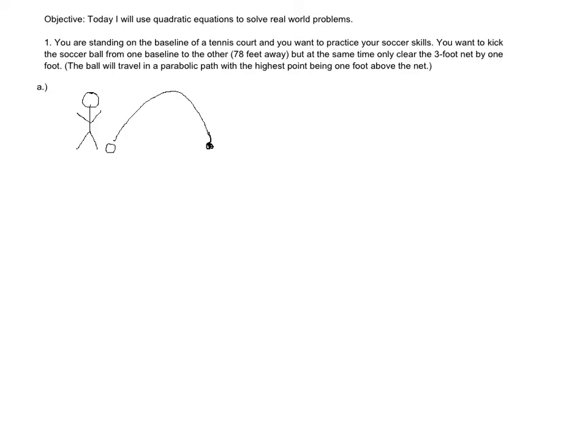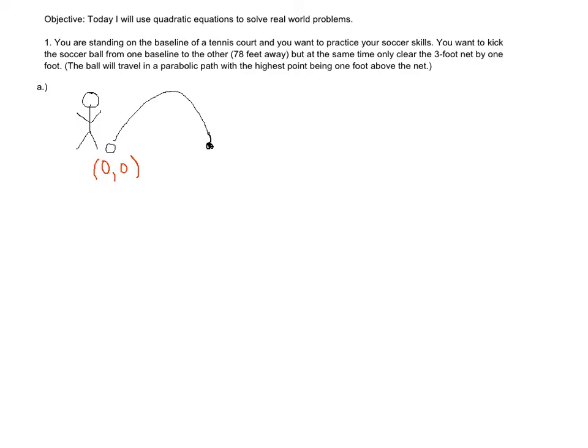The ball will travel in a parabolic path with the highest point being 1 foot above the net. So let's draw a picture. Here's my guy, and he is going to kick a soccer ball along the net, in a parabolic path, and he wants it to be 78 feet away. Okay, so let's label some points here. The soccer ball, we're going to label that at 0, 0. Give us a starting point.